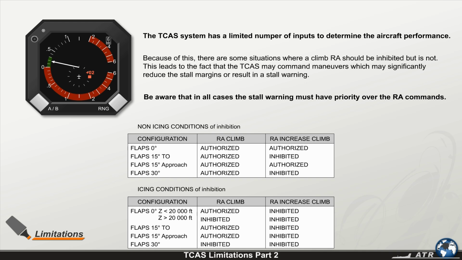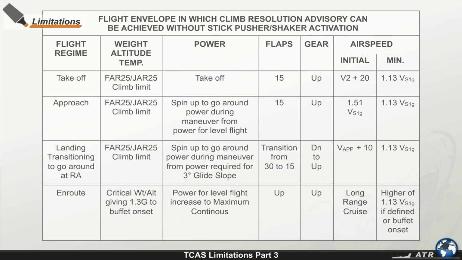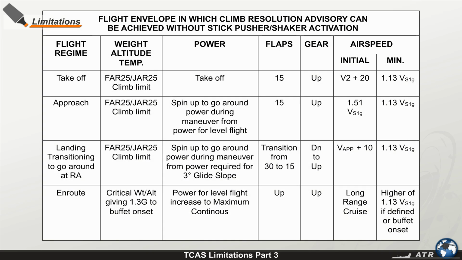Two tables indicate the resolution advisory climb and resolution advisory increase climb inhibition schemes, one for normal conditions and another one for atmospheric icing conditions. Observe that the tables show for different aircraft configurations when the resolution advisory climb and the resolution advisory increase climb are inhibited or not.